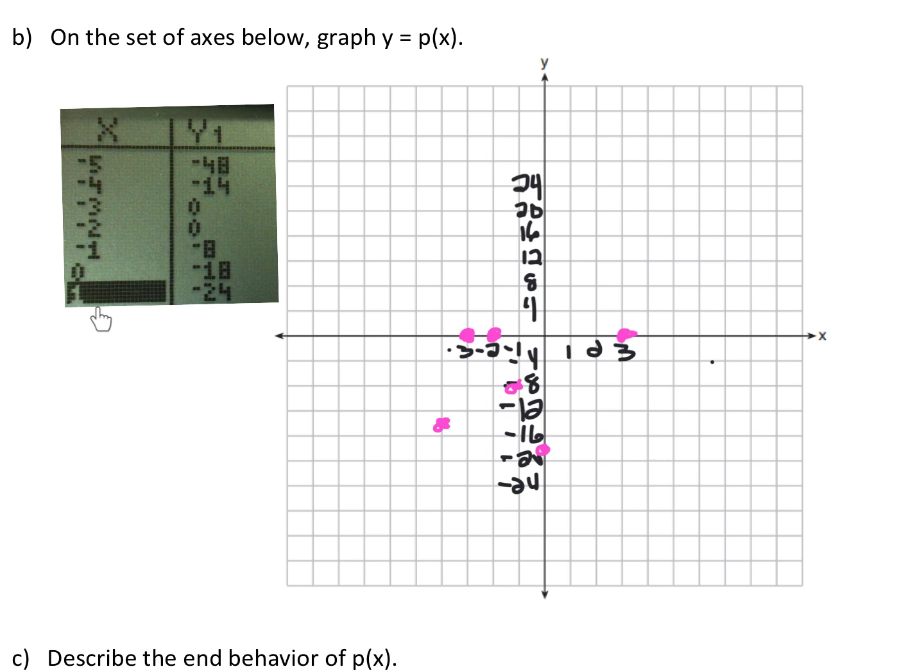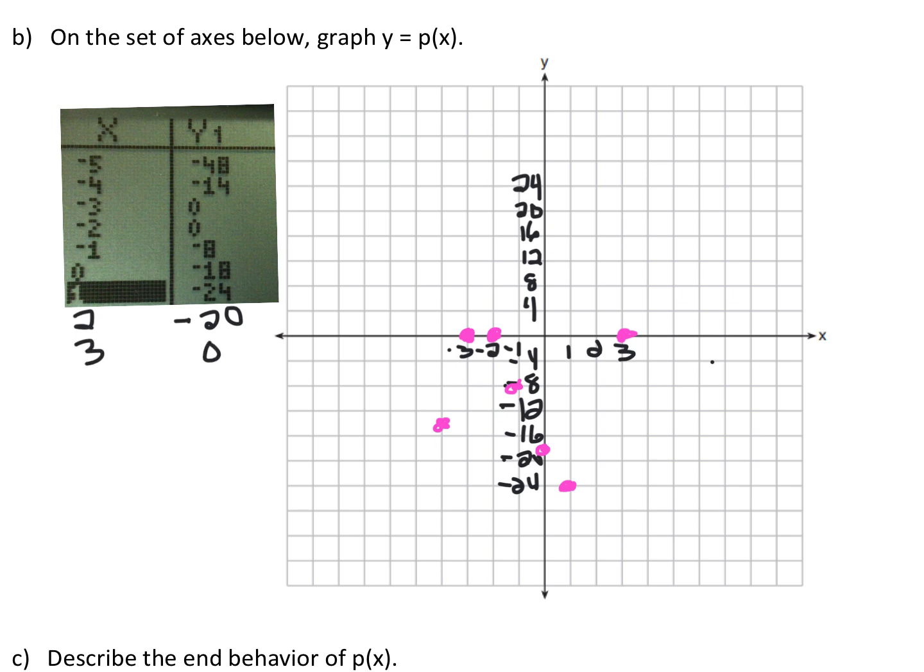At 1, we're going to be at negative 24. I know this isn't showing in my picture, but it also shows that I'm going to scroll down. At 2, we're going to be at negative 20. Let me actually add this to the chart. At 2, it says negative 20. At 3, it says 0.